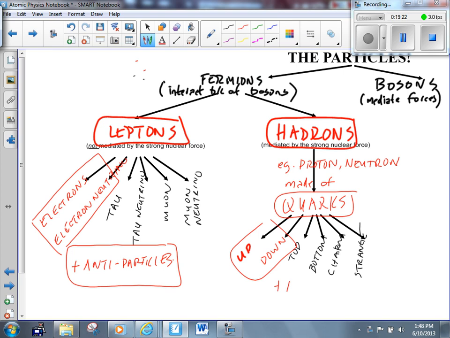In addition, there's the antiparticles. So the anti-up quark, you'd think the anti-up quark would be a down quark, right? But it's not. There's the anti-up, the anti-down, the anti-top, the anti-bottom, the anti-charm, the anti-strange. We just don't need to know the last 4.